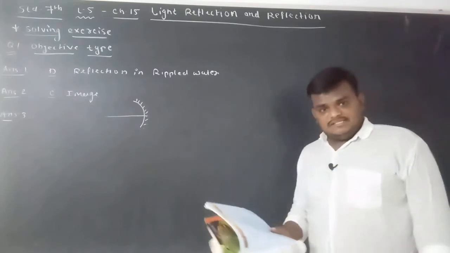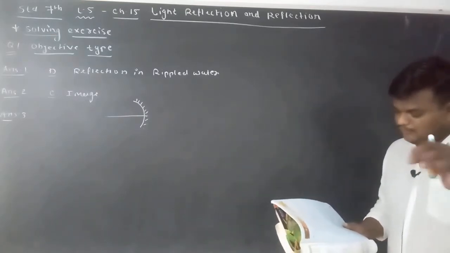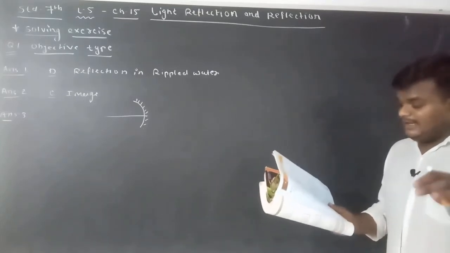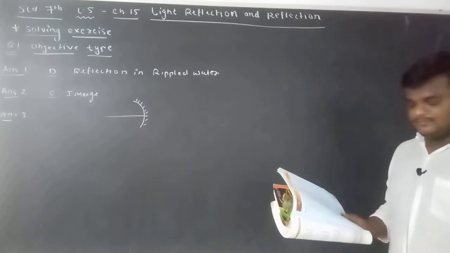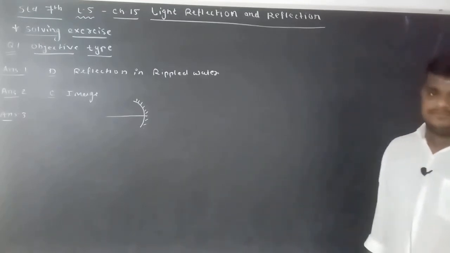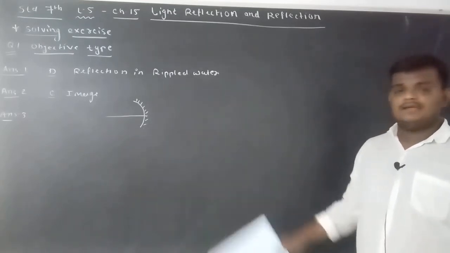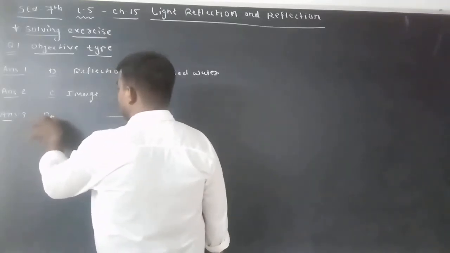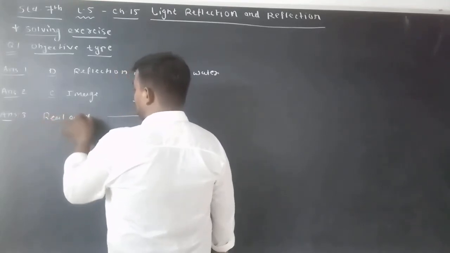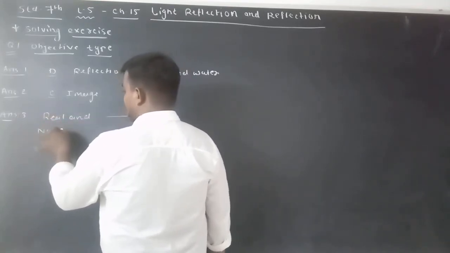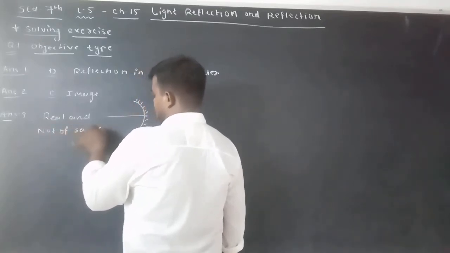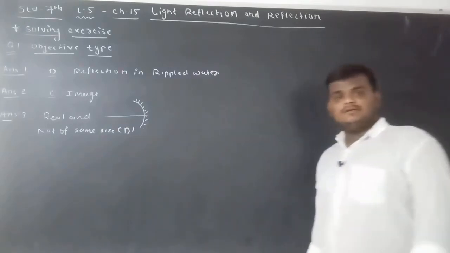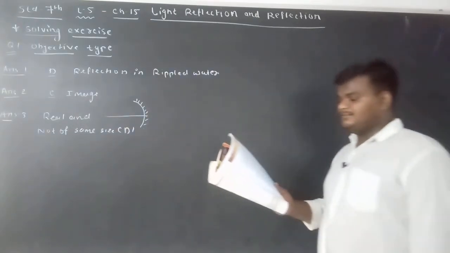Virtual and same size. Virtual but not the same size. Real and same size. Real but not the same size. So by this type of mirror, the image created is real and not of the same size. So option D is right.